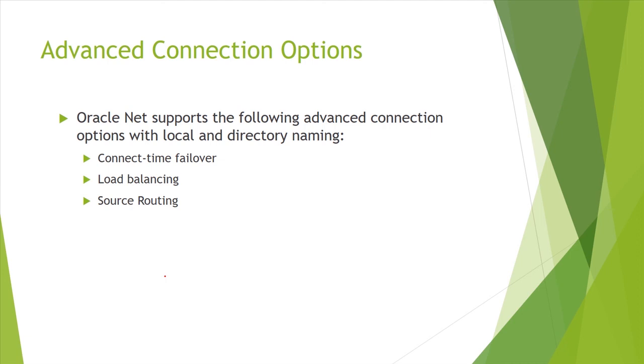This is mainly used in a RAC environment, or in case you have two listeners or two listener ports on the same server. With load balancing, Oracle Net picks an address at random from the list of addresses. Also, in load balancing, you have to have at least two addresses in the connection descriptor. The last advanced connection option is source routing. Source routing is used with Oracle Connection Manager, which serves as a proxy server for Oracle Net traffic. In source routing, Oracle Net treats the addresses as a list of relays, connecting to the first address and then requesting to be passed from the first to the second until you reach your destination.